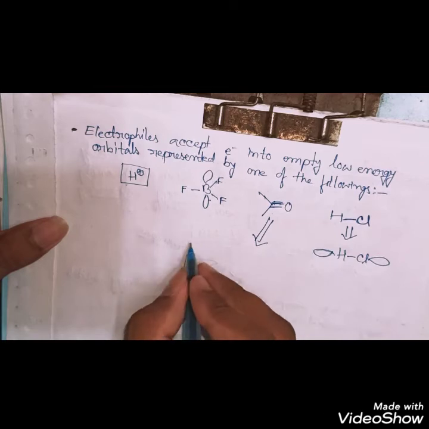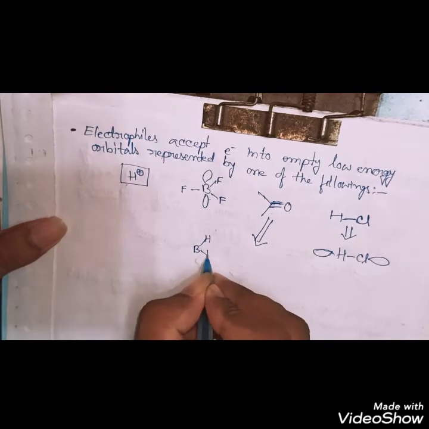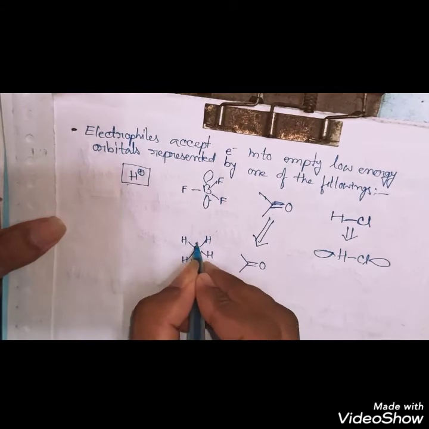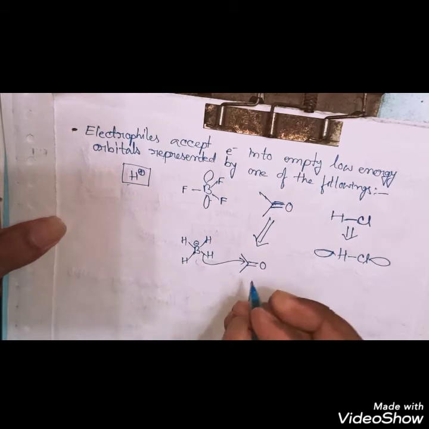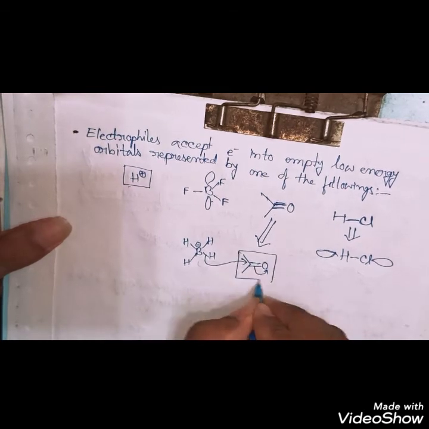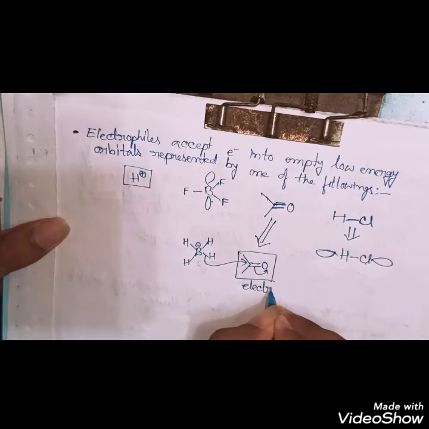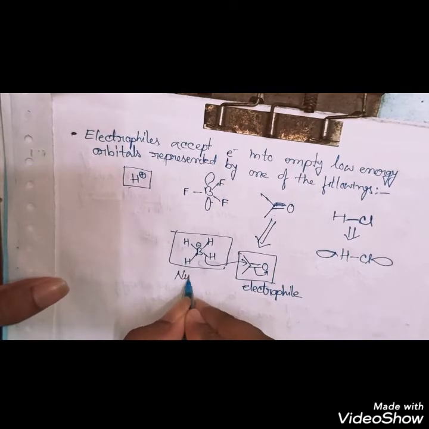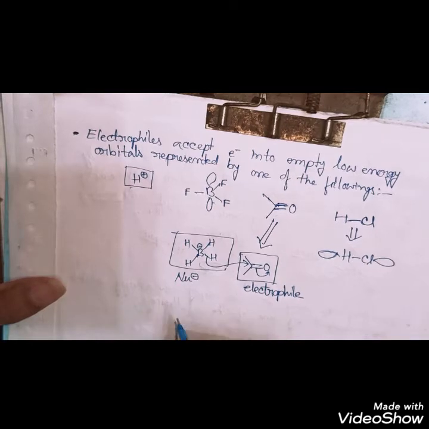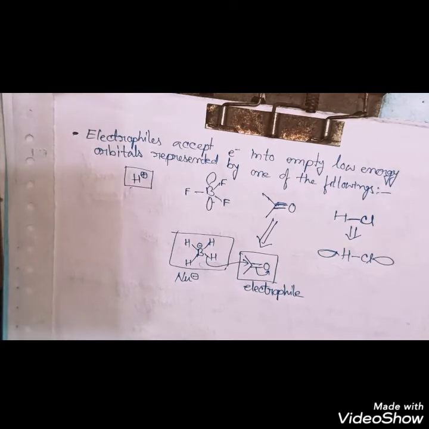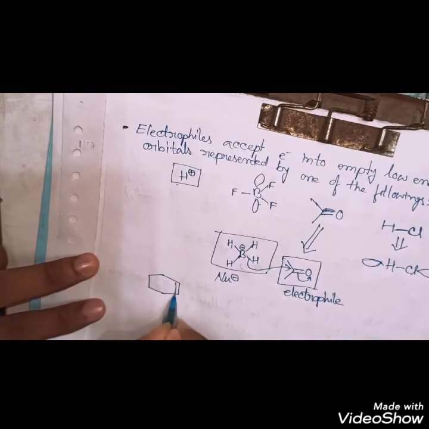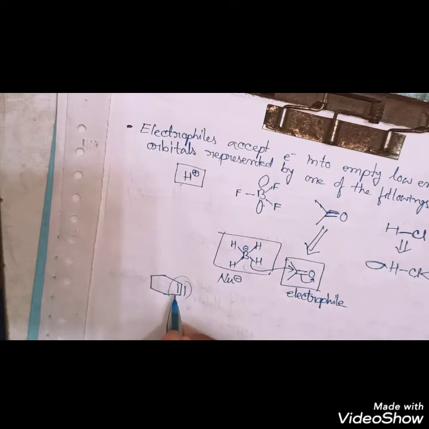Let's see an example. Sodium borohydride will react with a carbonyl compound by a hydride transfer. So here this is an electrophile, and this plays the role of a nucleophile. Okay, there are more examples of electrophiles, like a benzyl compound. This is the LUMO.